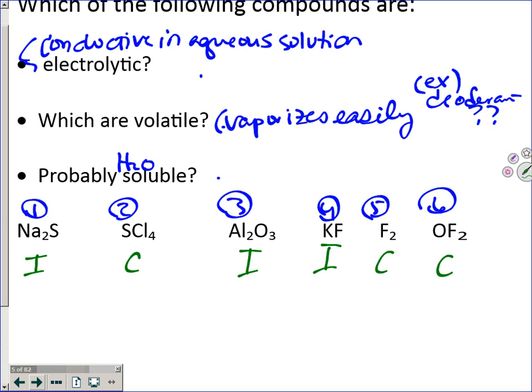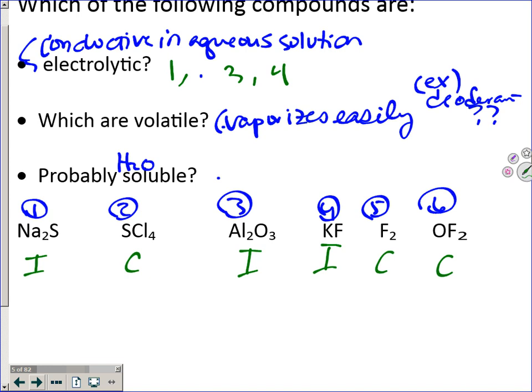Check. Okay, so which ones, 1 through 6, should be electrolytic? 1, 3, 4. Is that it? Yeah, so which ones did you guys identify? Only the ionic ones. The covalent ones will not dissolve in solution to make electrolytes, meaning ions, which will not allow any conductivity to flow through solution.